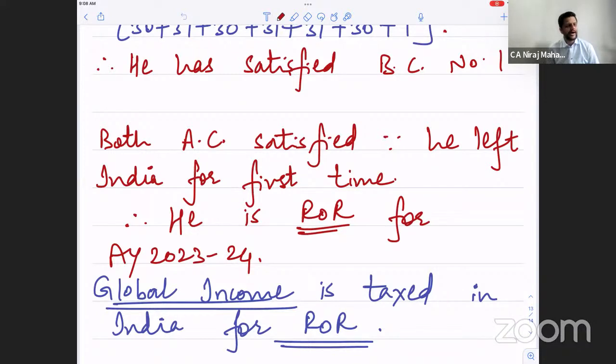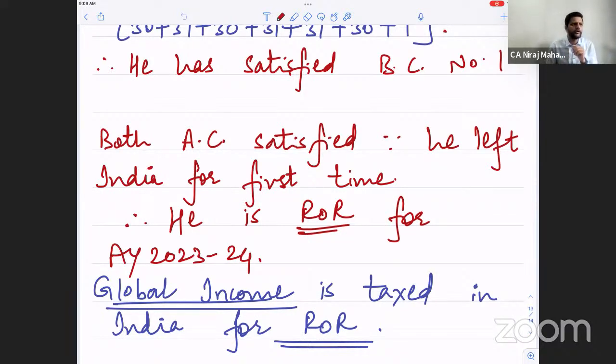Then we were talking about types of residential status. There is ROR, RNOR, and NR. ROR means resident and ordinarily resident. RNOR means resident but not ordinarily resident. And NR means non-resident. Now, whether a person is ROR, RNOR, or NR depends on his number of days of physical stay in India, because we are talking of an individual, a natural person.